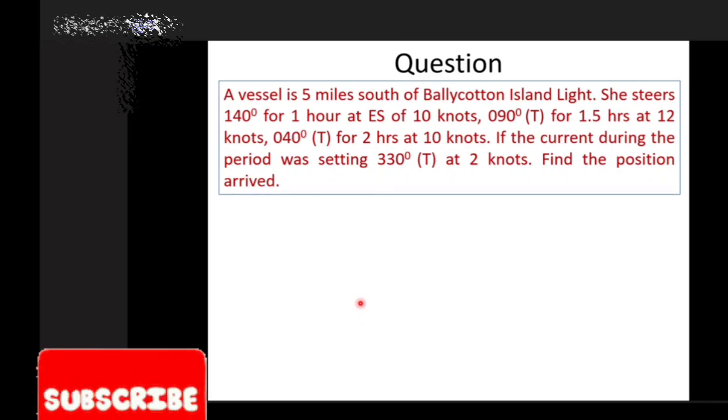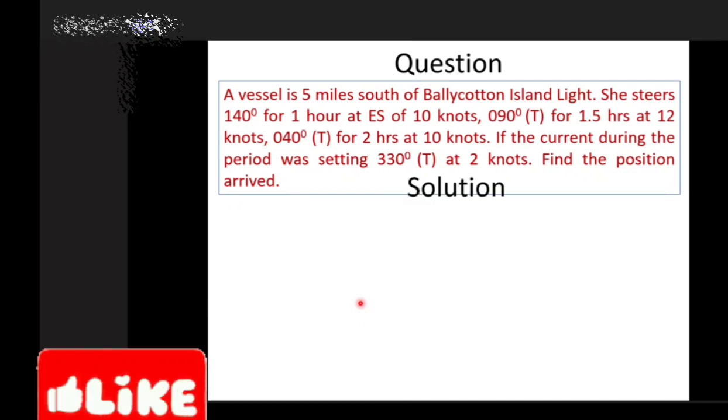090 degrees true for 1.5 hours at 12 knots. 040 degrees true for 2 hours at 10 knots. If the current in the region was setting at 330 degrees true at 2 knots, find the position arrived. Typical day's work question, beta. Yes, sir. Typical day's work question, correct? What will you do?